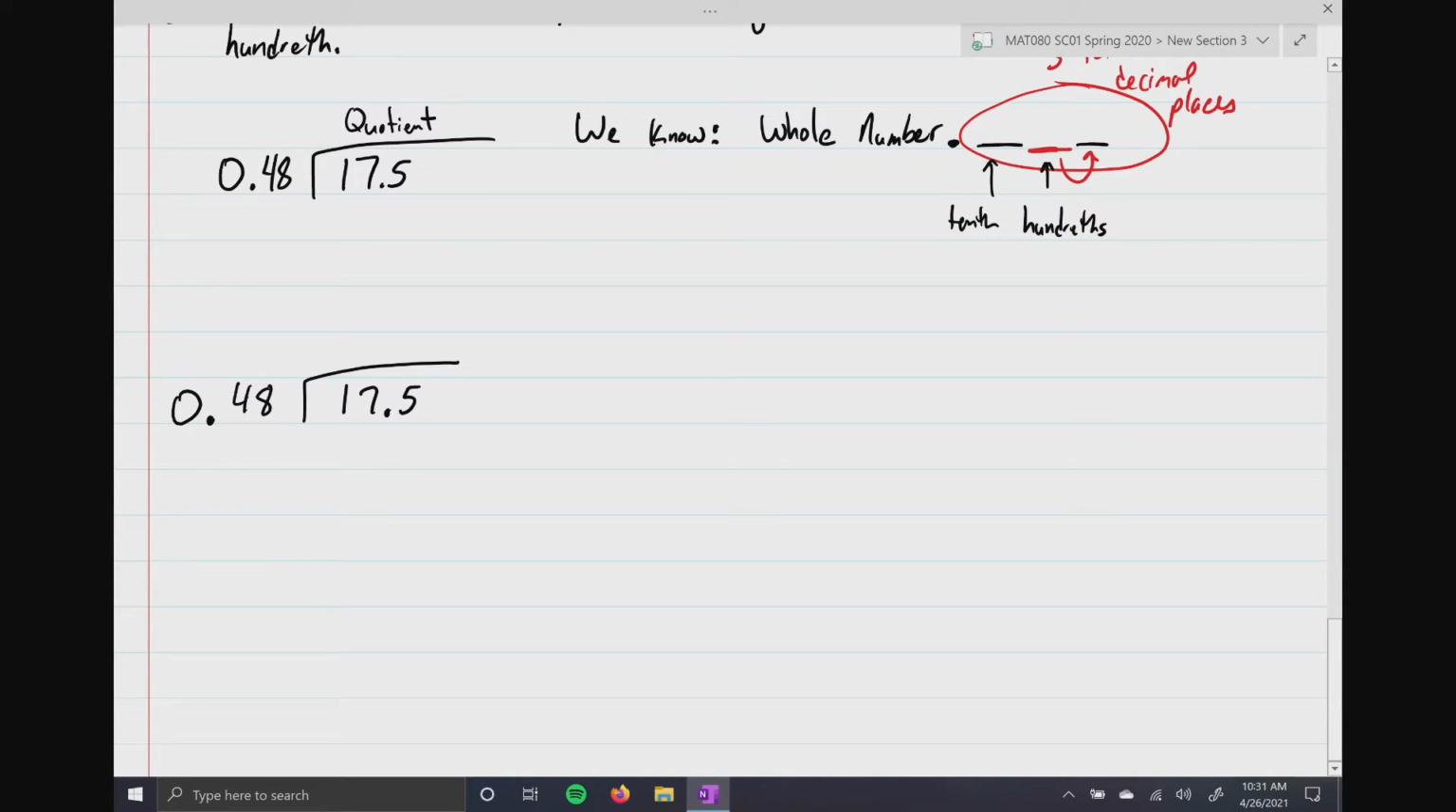Is it 0.45? Be careful. Or 0.46? There it is. 36.46. So let's go ahead. Let's go through this together. We'll see how to do this problem.